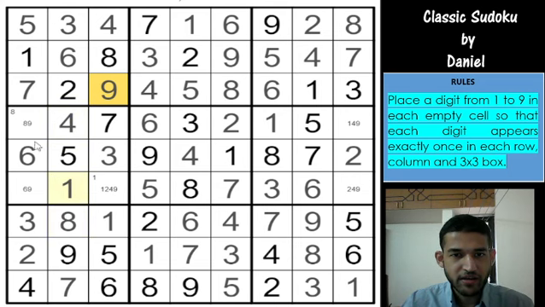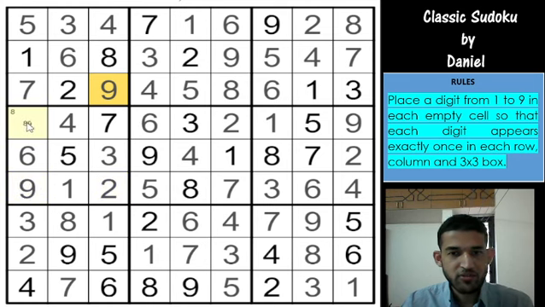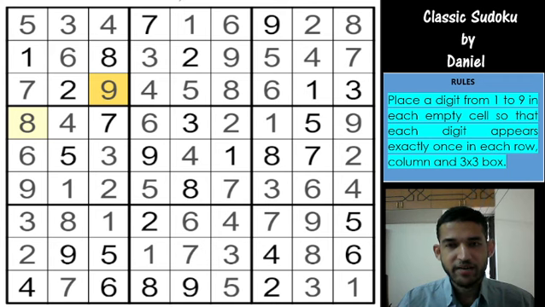That becomes 1 and 1, 4, and this would be 9. This has to be a 4, 1, 5, 7, 8, 3, 4, 6. So this would be 2, 9. So that has to be a 9. That would be 2 and that has to be 8. And with that, we have completed this Sudoku by Daniel.